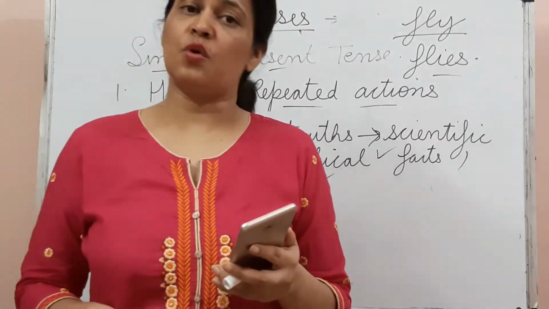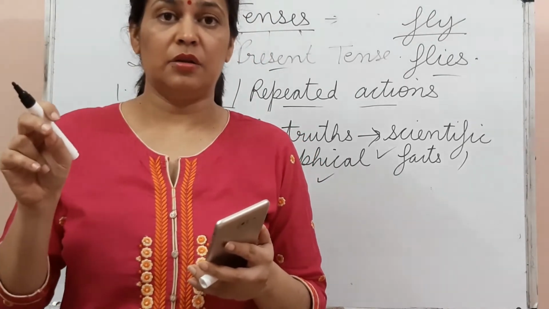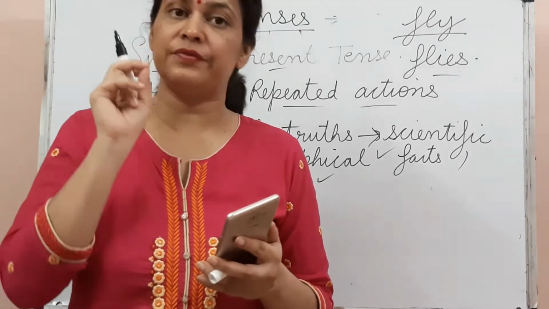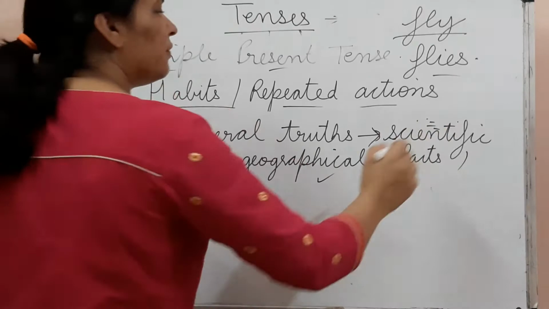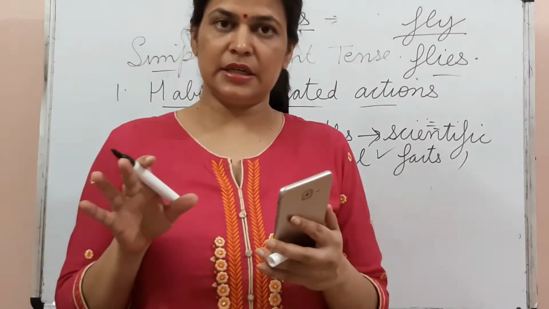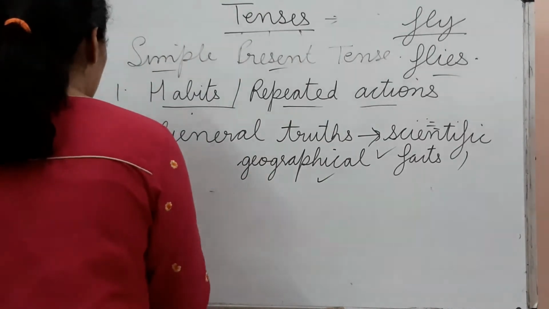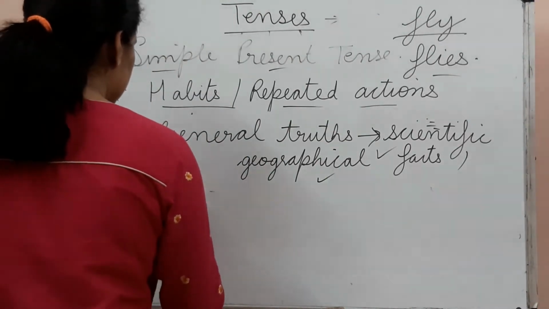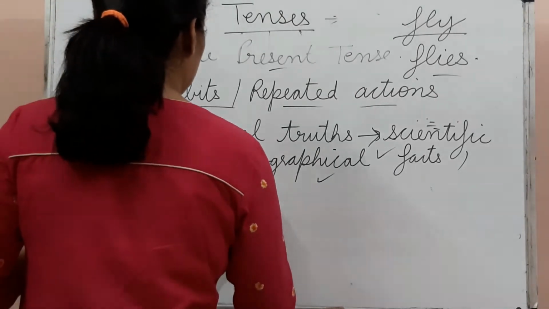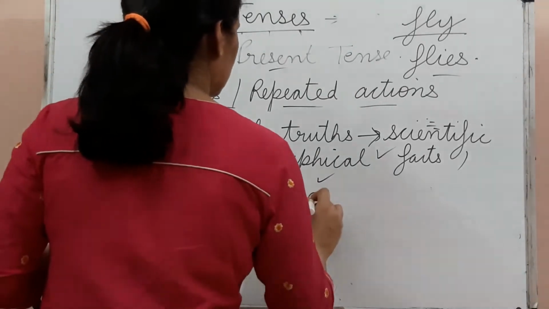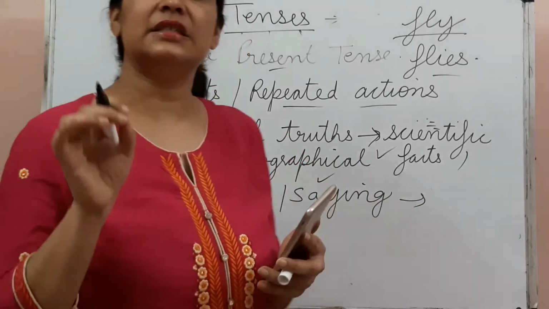Fish live in water. Remember, in this sentence, fish means plural. Okay, fishes we don't say, it is fish. So fish live in water. It is also a scientific fact here. So these are the three sentences given. Apart from that, I would also tell you that for your proverbs or sayings also, you are going to use the simple present tense.